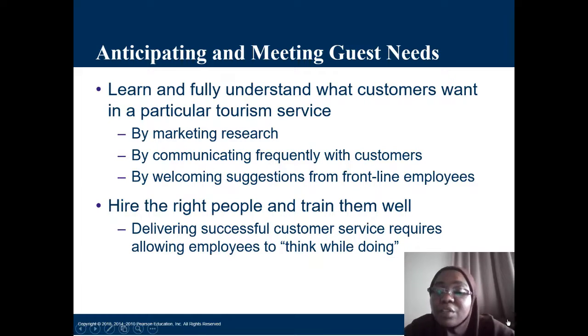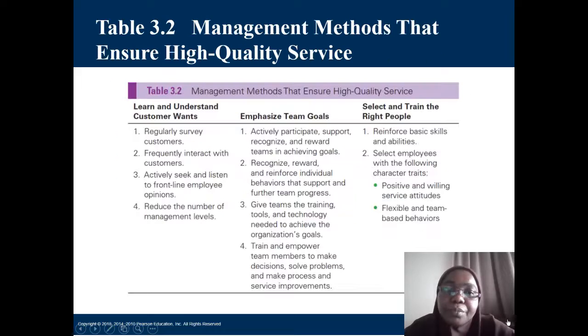Then hire the right people and train them well. This is very important when it comes to anticipating and meeting the needs of customers. You have to hire the right people. Don't put a round ball in a square hole. Delivering successful customer service requires allowing employees to think while they are doing it. You give them some free hand to do what they're supposed to do. And if you are going to give a free hand, then you should be sure that you are giving the task to the right person. That is why the right people should be employed. Not only being employed, they should also be trained very well.